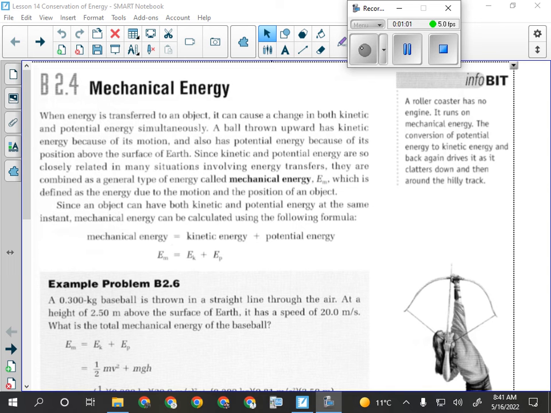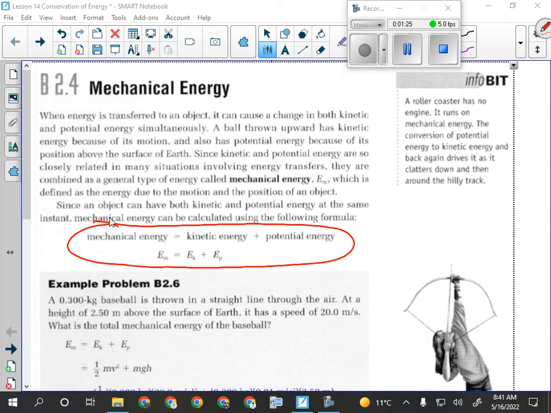So a ball thrown upward has kinetic energy because of its motion, but it also has potential energy because it's above the surface of the earth. Since kinetic and potential energy are so closely related in many situations, they are combined as a single type of energy called mechanical energy. So this stuff right here is super important. It is what mechanical energy is. Mechanical energy is the sum of an object's kinetic and potential energy.